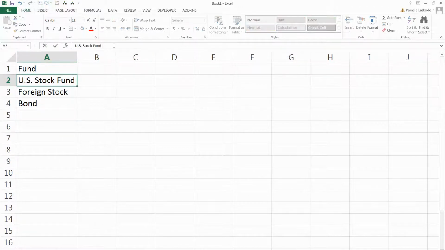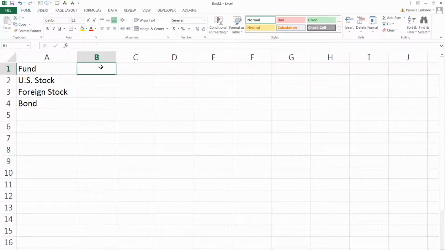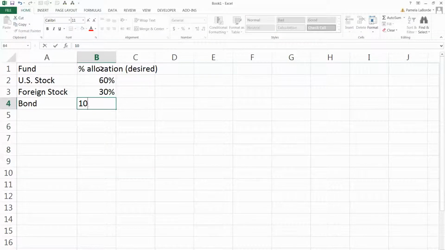Now I'm showing this example in Microsoft Excel, but you can easily do this with just a calculator. Let's say that my percentage allocation that I desire is 60% in the stock fund, 30% in the foreign stock fund, and 10% in the bond fund.